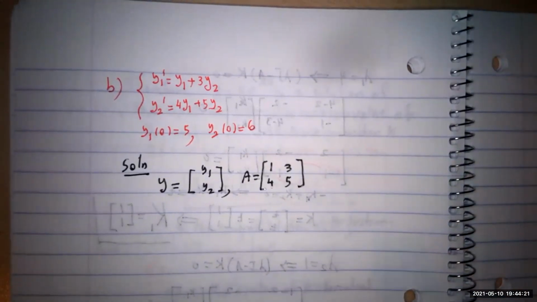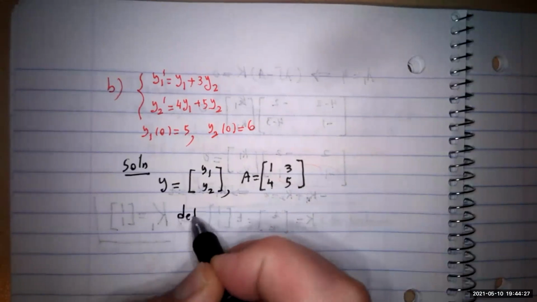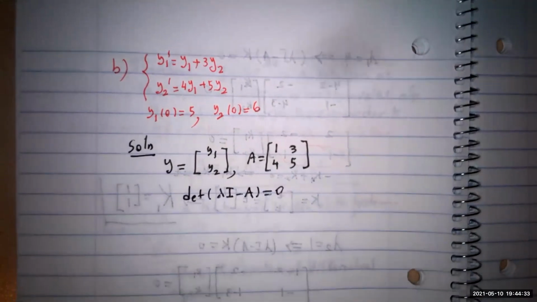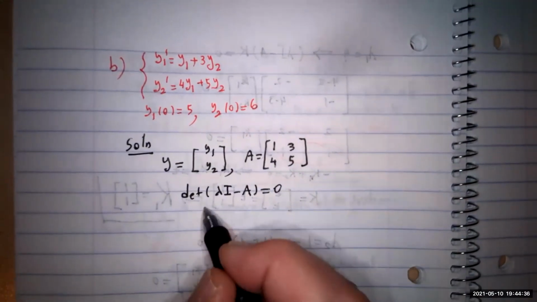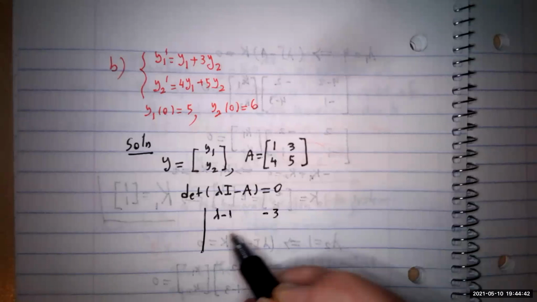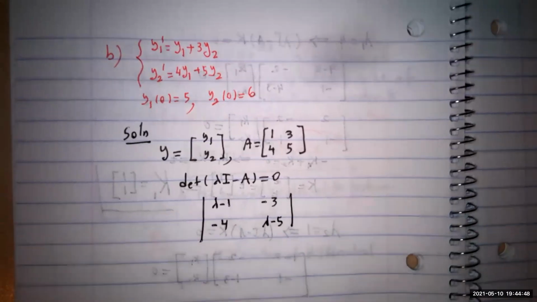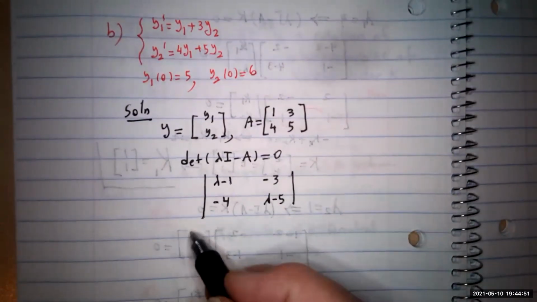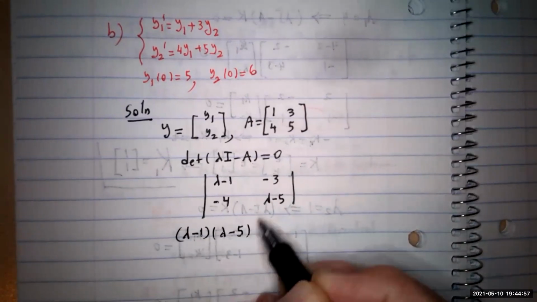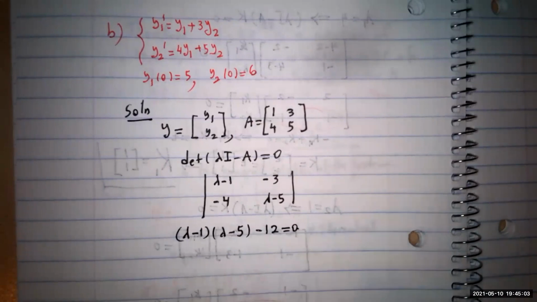Okay, go for it. Lambda I minus A. So we have to find the determinant of lambda I minus A equal to 0. So you are going to form that determinant. It's going to be lambda minus 1, negative 3, and negative 4, lambda minus 5. Just use cross multiplication to get the determinant. Lambda minus 1 times lambda minus 5, and that's going to be a positive 12, we make it negative 12, equal to 0.